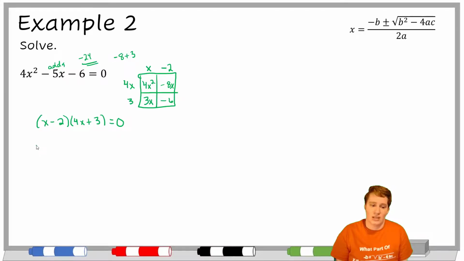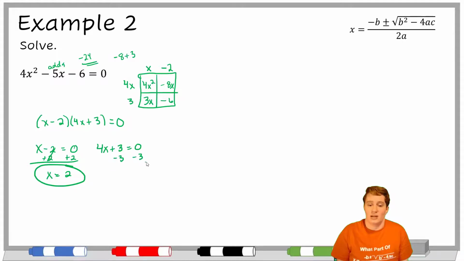We factored it. Now we take each of these parentheses and we say, well, if two things multiplied together equals 0, then one of these has to be 0. And that's how we end up with our two answers. So I'm going to add 2 to both sides to get x equals positive 2 for one of my answers. The other answer, I have to subtract 3, and then I need to divide by 4 and get x equals negative 3/4.